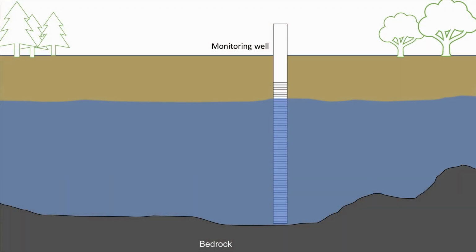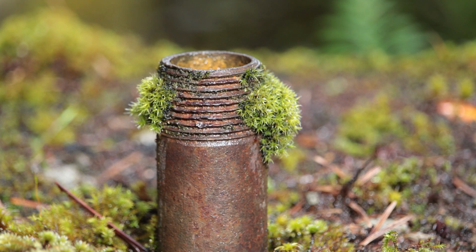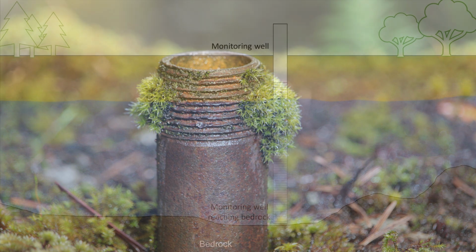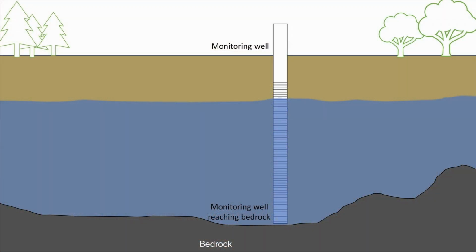The material of the well should not interfere with the sampling results. For this reason, the wells are often made from PEH plastic. Due to rusting, steel and iron pipes are only suitable for level measurements. Groundwater wells are usually installed so that they run from ground level all the way to the bedrock.